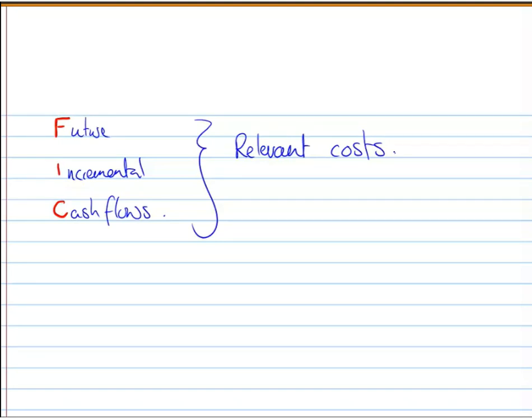Is it future? Is it taking place at some point in the future? Incremental, in other words, changing as a result of the decision? And is it a genuine cash flow? We don't want to allow any non-cash items to be included in our calculation.